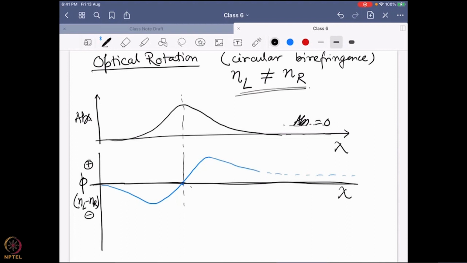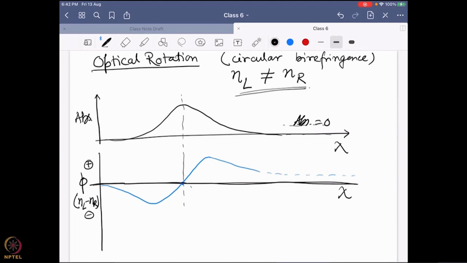Krishnendu, any suggestion? Why would the optical rotation be 0 at the maximum of the absorbance? Okay, if no answer is coming.